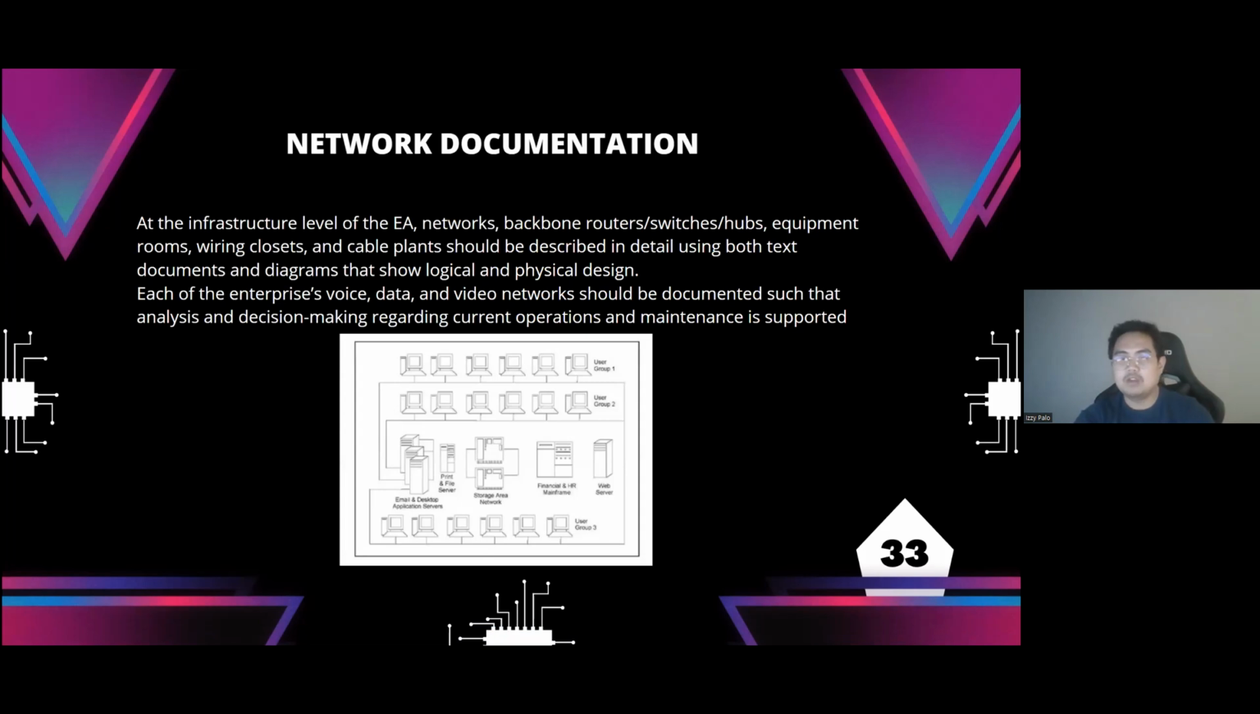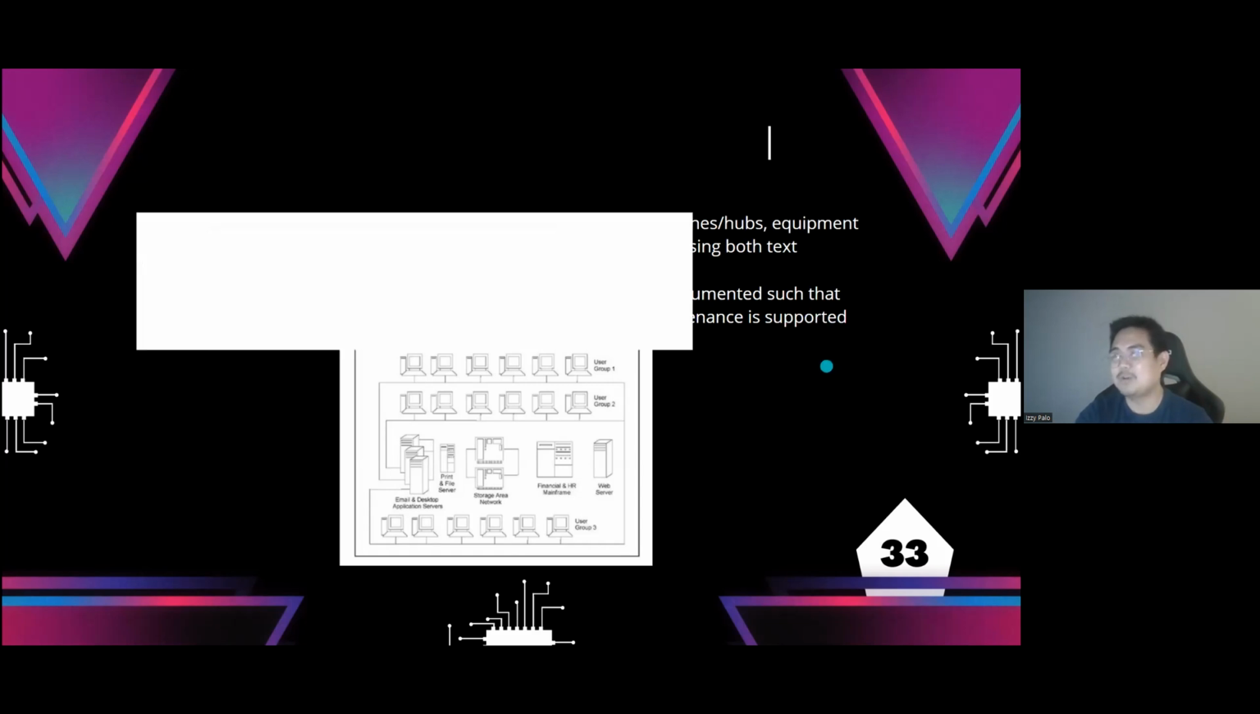So all the artifacts on this level consist of several documentations. When we document network documentations, networks, backbone routers, switches or hubs, equipment rooms, wiring closets, and cable plans should be described in detail using both text documents and diagrams that show logical and physical design. Each of the enterprise voice, data, and video network should be documented such that analysis and decision making regarding the current operations and maintenance is supported.